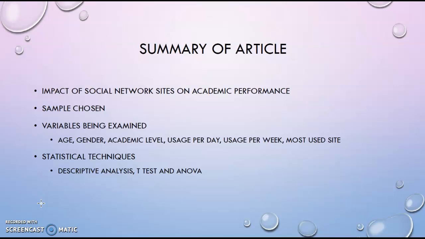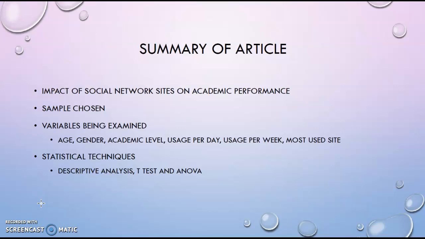In summarizing this article entitled The Impacts of Social Network Sites on Academic Performance, the researcher wanted to examine how significant an impact the usage of these social network sites has on academic performance. The study was conducted based on a population of over 30,000 university students in Jordan. The sample size eventually was 366 responses from the university student schools.